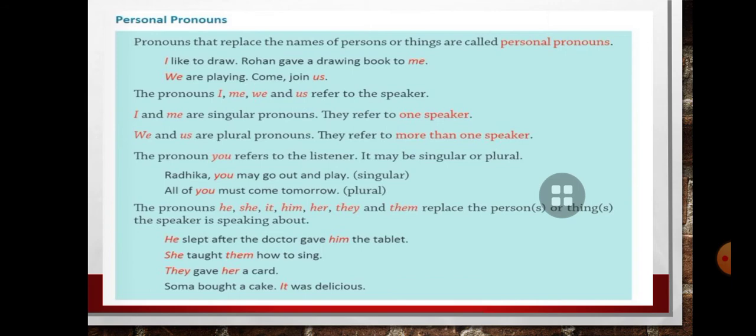Soma bought a cake. It was delicious. So, children, you have to remember one thing. He is used for male, she is used for female, and it is used for thing, animal, place, etc. Okay.